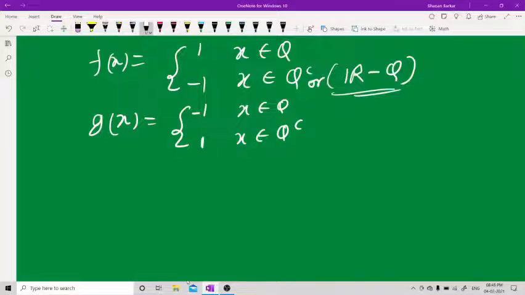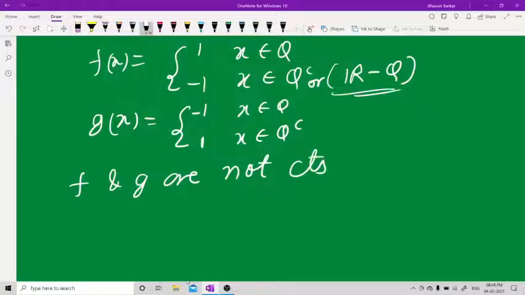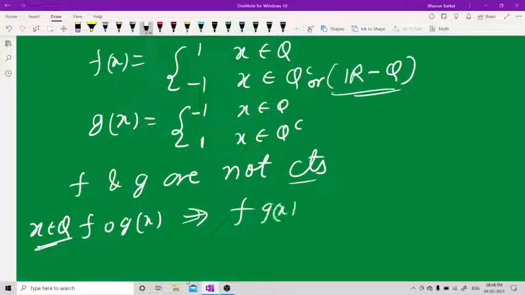Now see, f and g are not continuous. Now if I take f of g of x, let's take x belonging to Q. For x belonging to Q, g(x) will be minus 1, so we get f of minus 1. Minus 1 is a rational number, so for a rational number you take this, and this becomes 1.